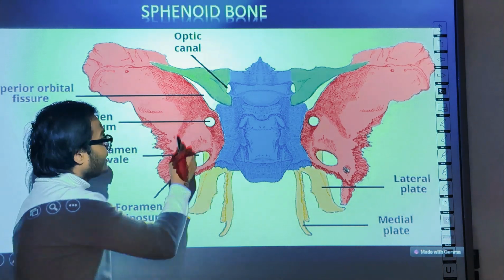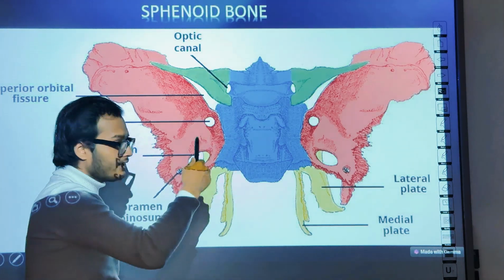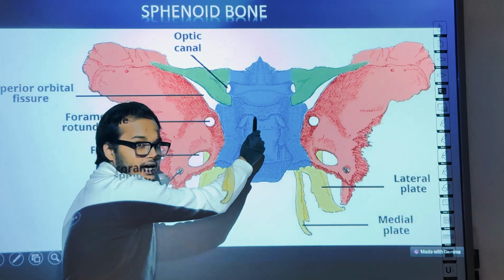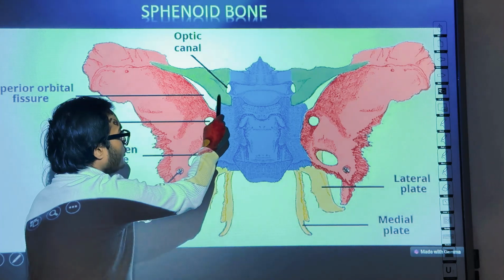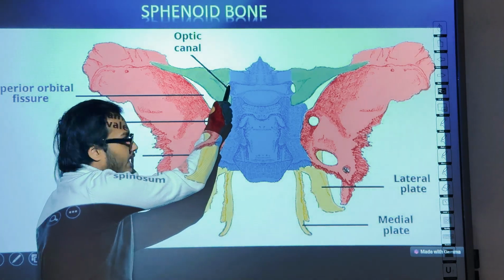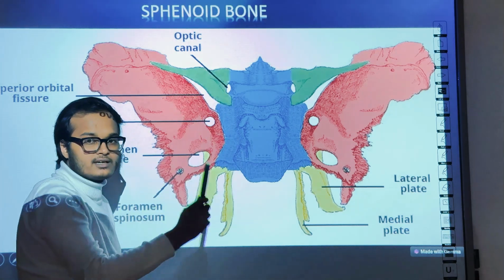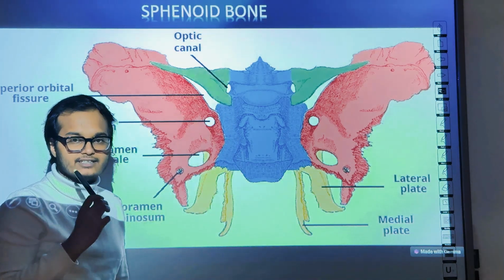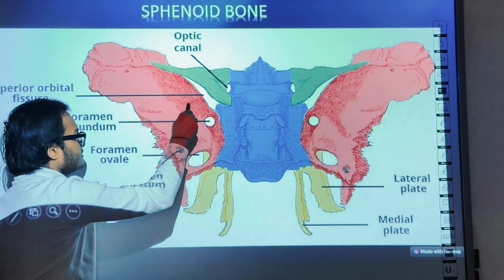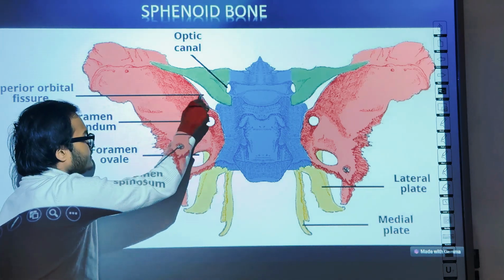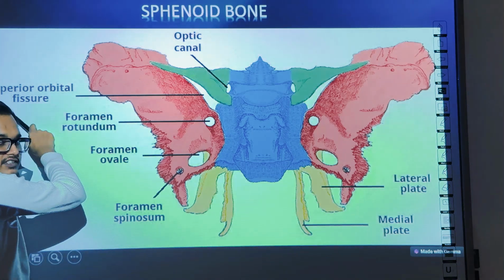Now we will talk about the lesser wings. The lesser wings extend anteriorly and form the lateral border of the optic canal, and through the optic canal the optic nerve passes and goes to the eyes. Between the greater and the lesser wings a space is present, known as the superior orbital fissure.